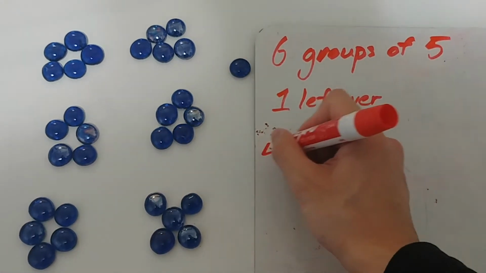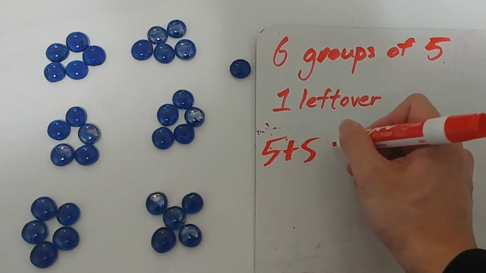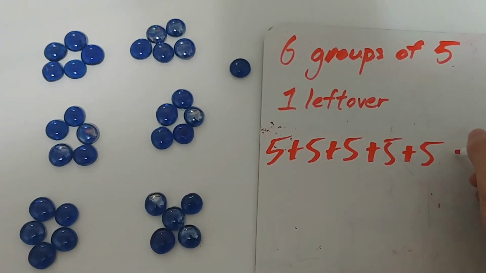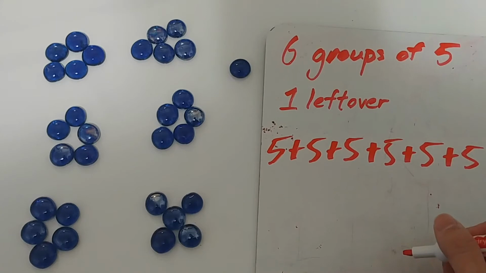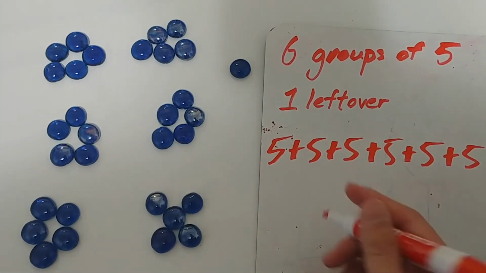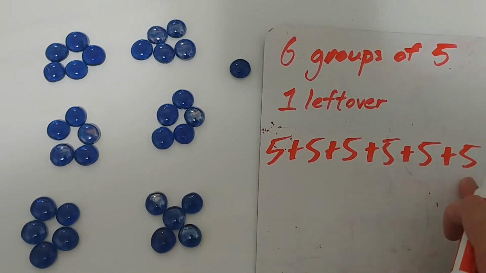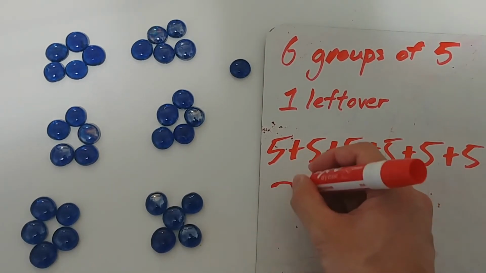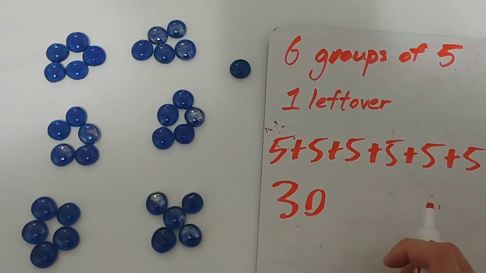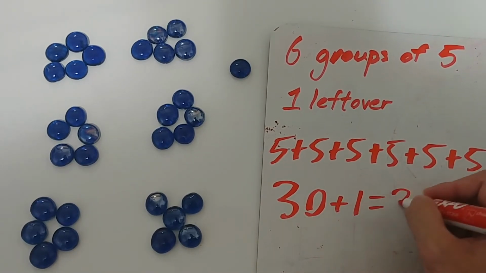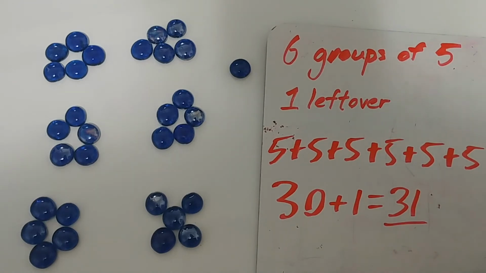So we have 5 plus 5 plus 5 plus 5 plus 5 plus 5. Okay, that's going to give us the total here. So we have 5, 10, 15, 20, 25, and 30. And let's not forget our last piece there. So we should have started out with a total of 31.